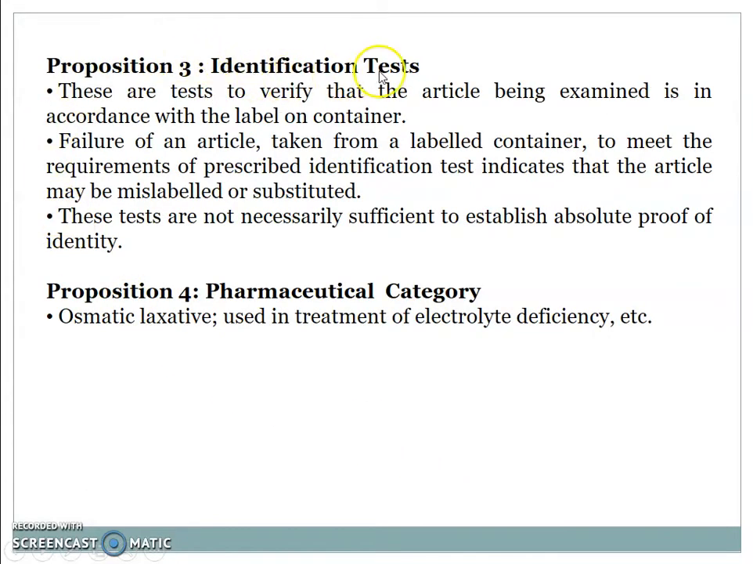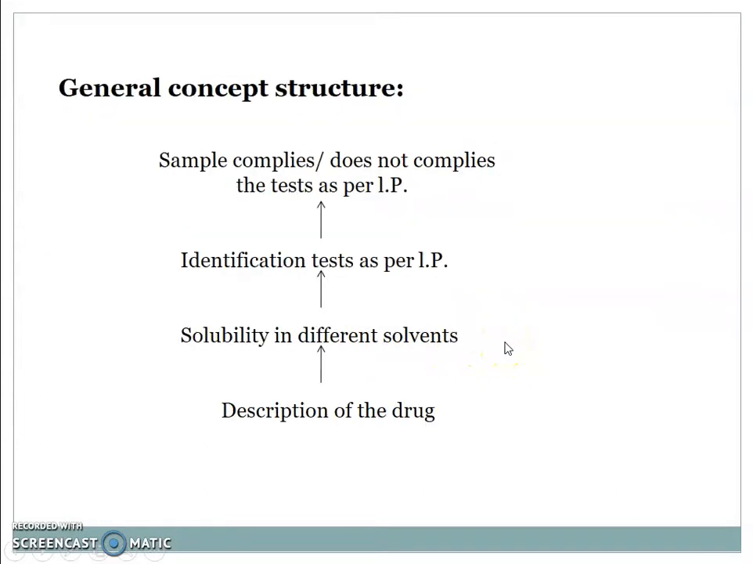Then proposition 3, identification test. These are the tests to verify that the article being examined is in accordance with the label on the container. Failure of an article taken from the labeled container to meet the requirements of prescribed identification test indicated that the article may be mislabeled or substituted. These tests are not necessarily sufficient to establish absolute proof of identity. And pharmaceutical category, it is an osmotic laxative and used in the treatment of electrolyte deficiency.